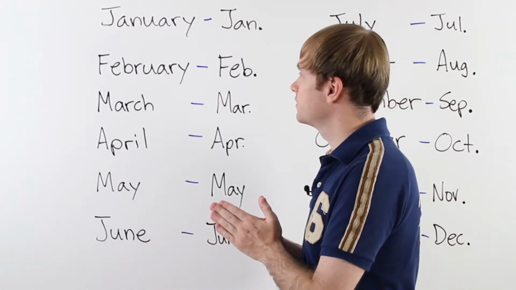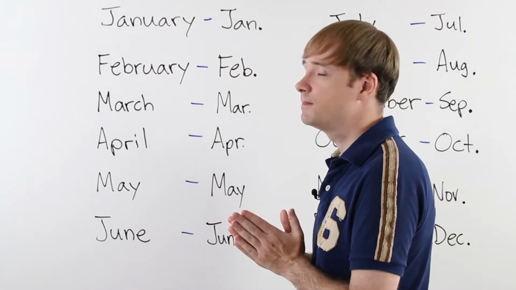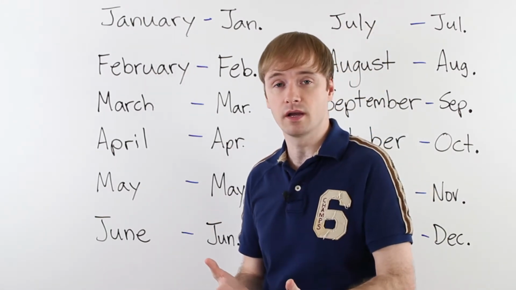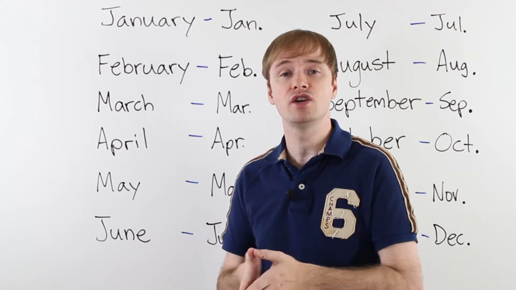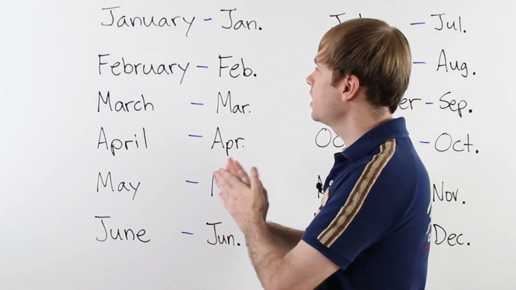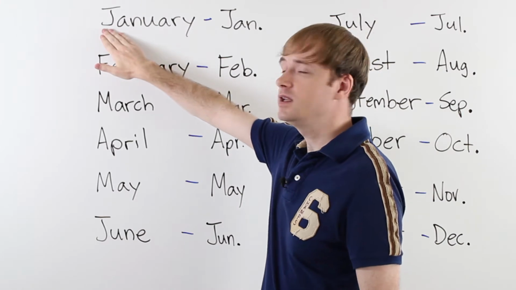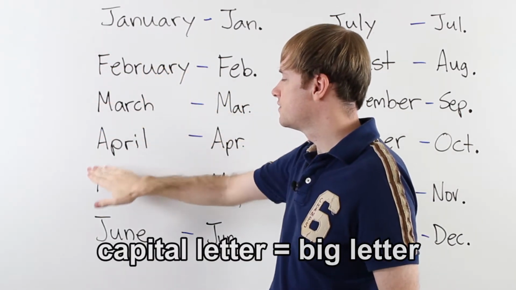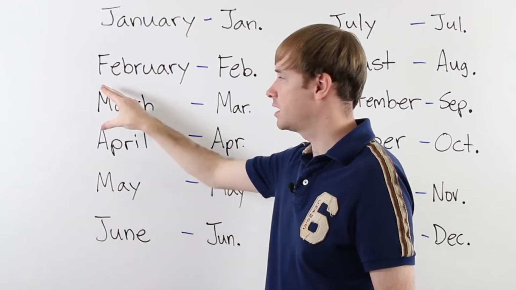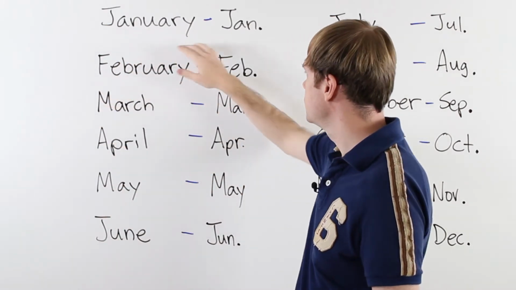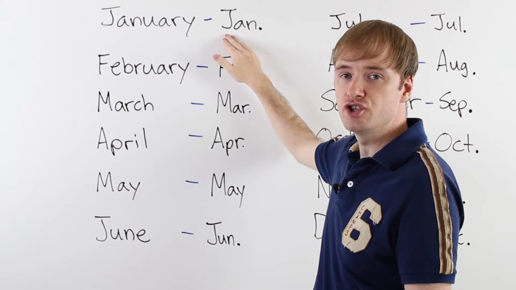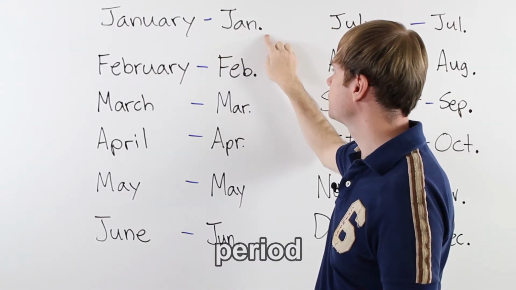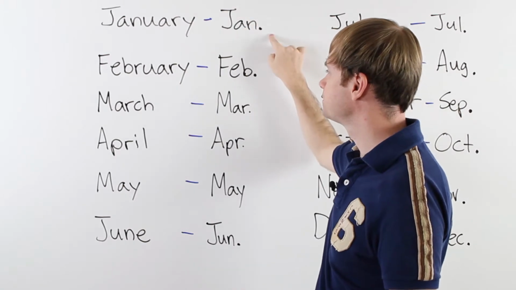So let's take a look at the first one, January. Be sure to pronounce that correctly. January. And for the spelling, remember, we need a capital J, a big J. We always need this for each month, the capital letter. So January, and the short form, Jan, with a period. This is called a period. So Jan, capital letter, period.